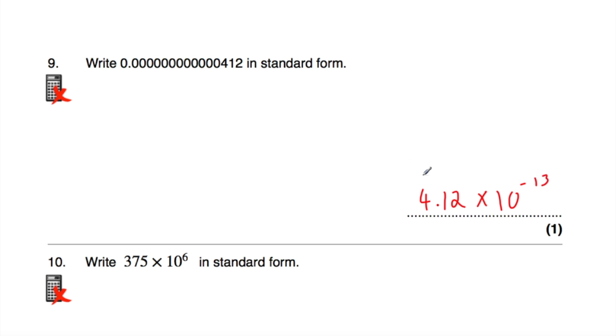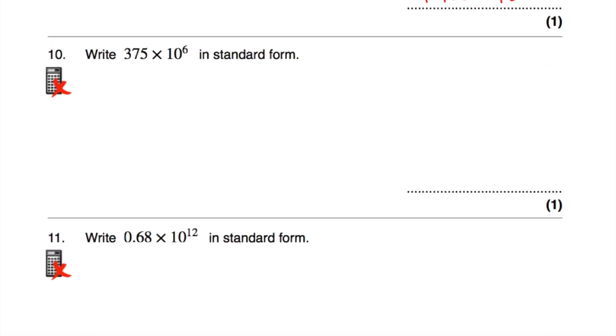Or another way to think about it is if we had 4.12, if the 4 was here in the units column, how many columns would we need to move it to the right? It'll be 1, 2, 3, 4, 5, 6, 7, 8, 9, 10, 11, 12, 13. So we've moved the digits 13 columns to the right. And that's it. Okay, let's look at our next question, question number 10.